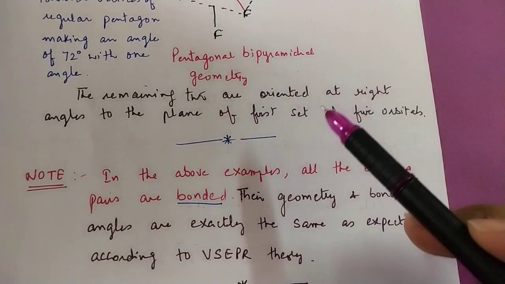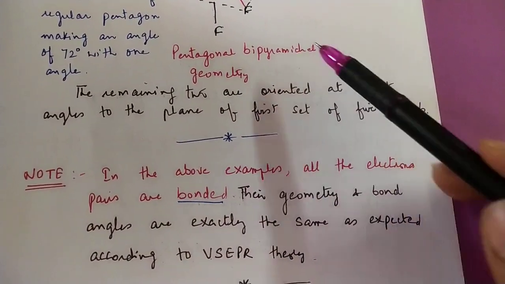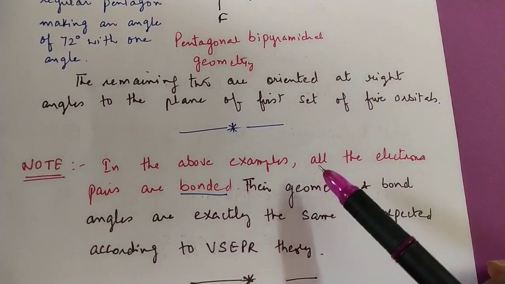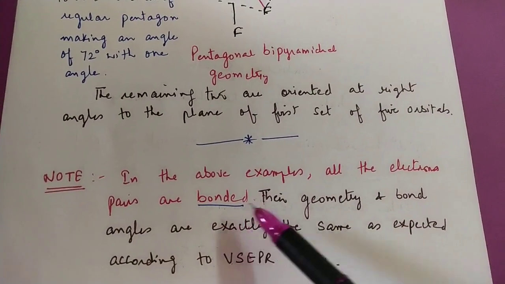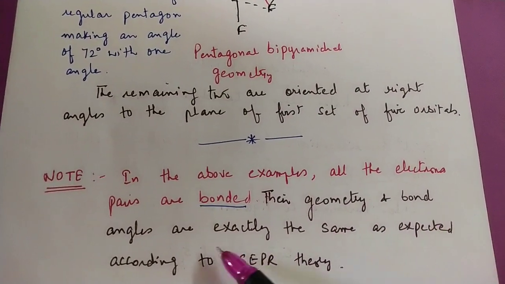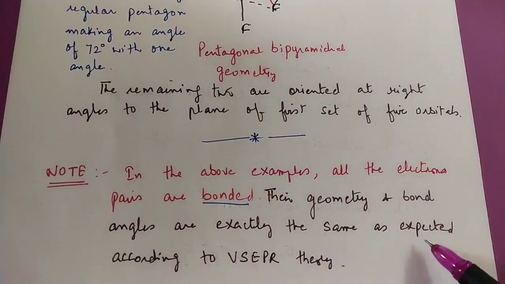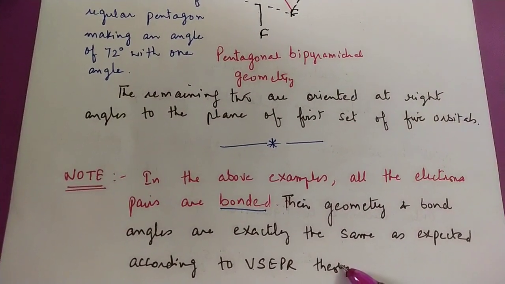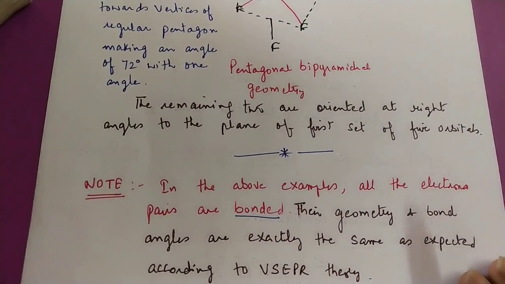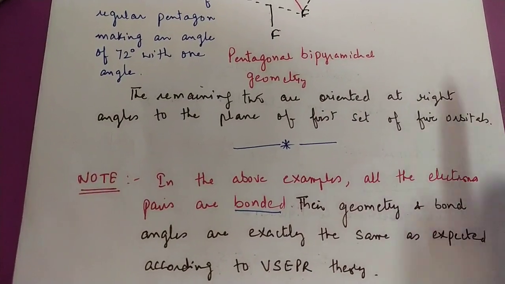You have observed that in all the above examples, all the electron pairs are bonded, right? So their geometry and bond angles are exactly the same as expected according to the VSEPR theory. So this is all for today. Thank you.